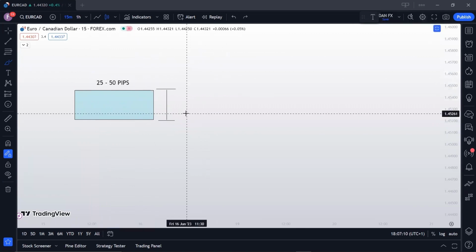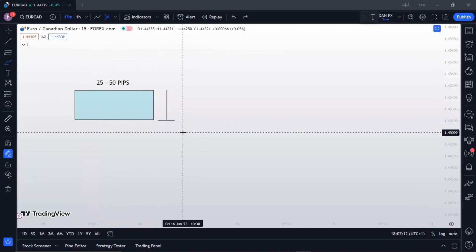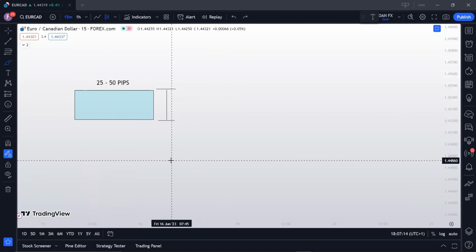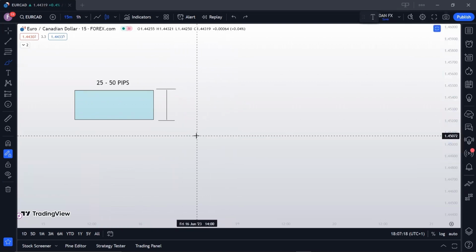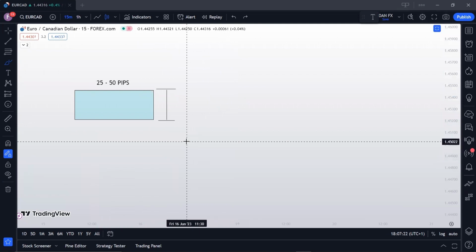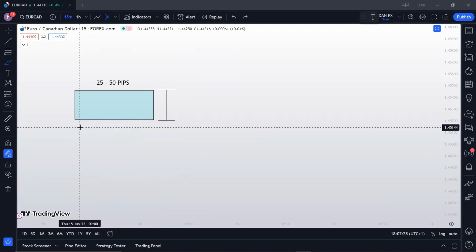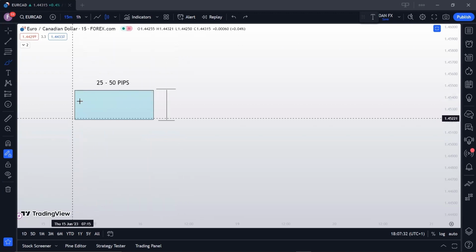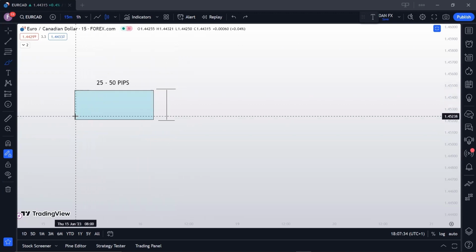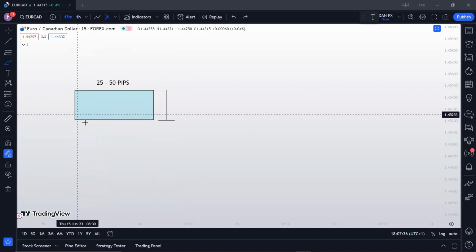And we know that consolidation doesn't really offer a lot of pips. Consolidation cannot be 100 pips, depending on the pair. If it's gold, you can have consolidation for 100 pips. But on the normal Forex pairs, GBP USD, EUR USD, GBP NZD, all those pairs, the normal pip movement for a range is 25 to 50 pips. So that confirms your consolidation.